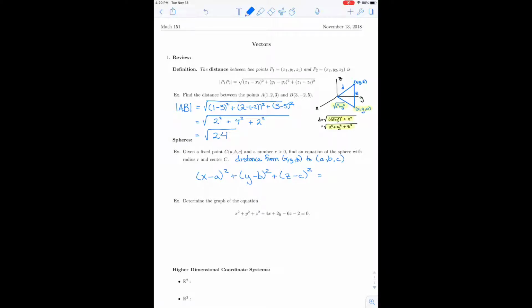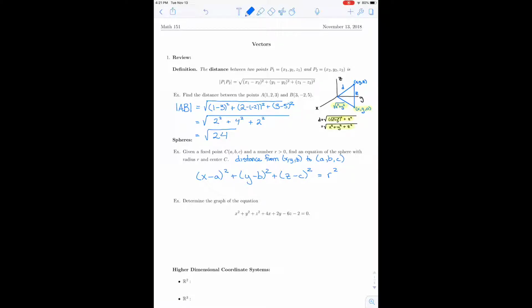But instead of taking the square root, I will set x minus a squared plus y minus b squared plus z minus c squared equal to r squared. And that says that a sphere is every point x, y, and z that's an equal distance from the center a, b, c, and that equal distance is the radius r.